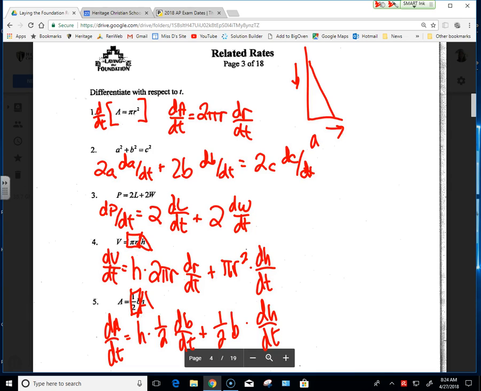Is A changing? Yes. Is B changing? Yes. Is C changing? No. Now I can plug in C, but I would have to keep A as a variable, B as a variable. And let's say they tell us the ladder is 13 feet long. Okay, I can plug in C, because that's unchanging as long as my ladder doesn't break, but that's not an ideal problem. That's a random thing that could happen. So keep A a variable, keep B a variable, C is constant.